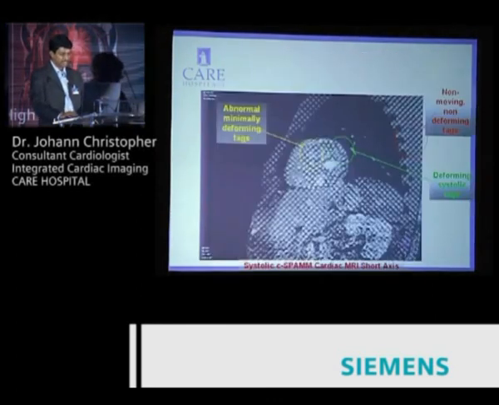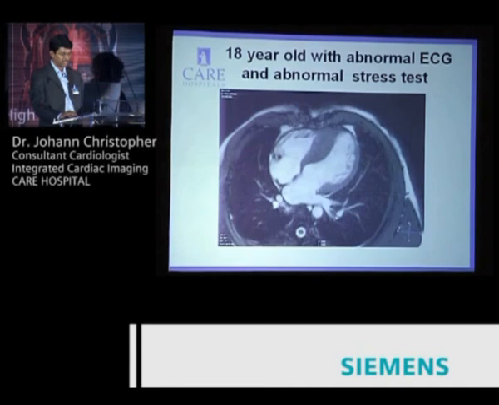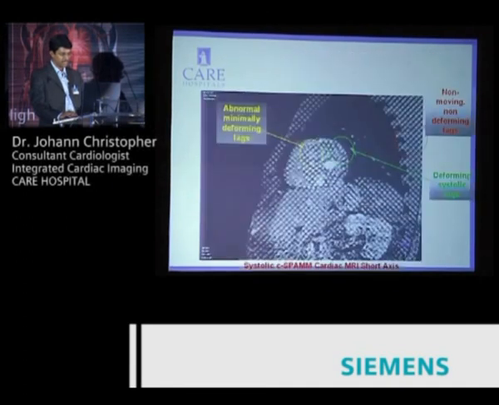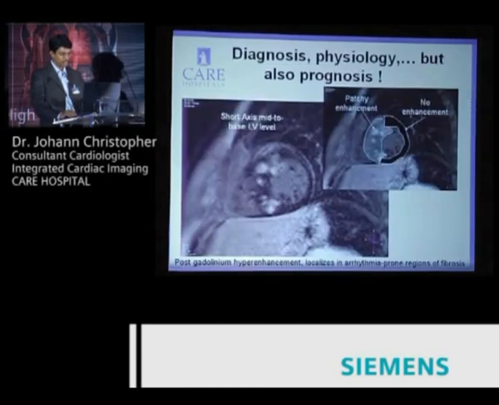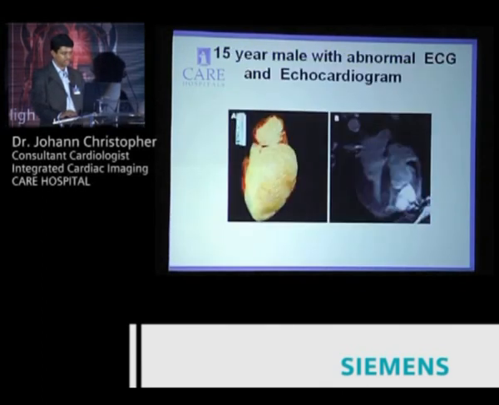And this is again a child with a murmur and an abnormal stress test, and you can see the septum, and we use the tagging preparations to show that the septum is not functional. And also there is scarring in the septum, showing the child is at high risk for sudden cardiac death.